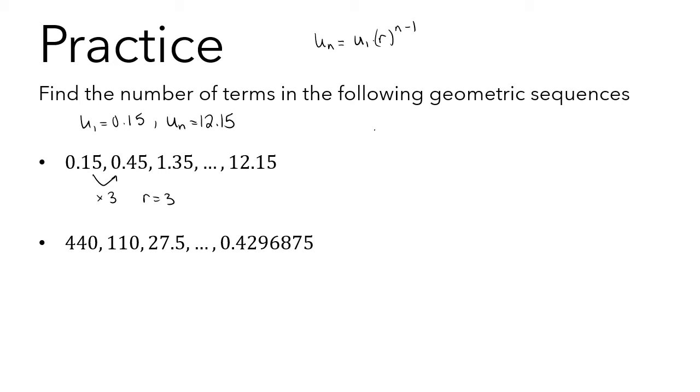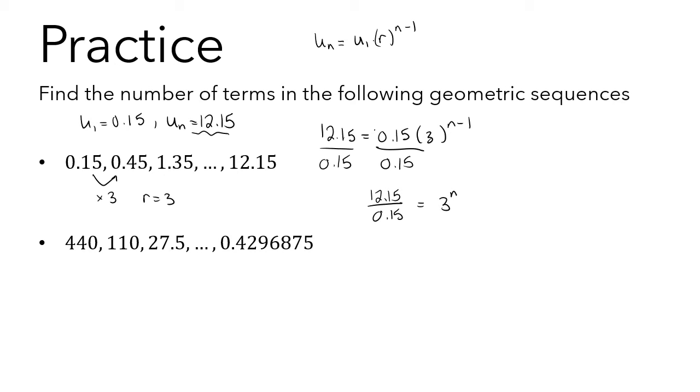Let's set up the formula with my value for un. 12.15 is going to equal my first term, which is 0.15, times my ratio 3 to the power of n minus 1. So I need to solve this equation for n, and I'm actually going to have to use a logarithm. So let's do it. First, I'm going to divide both sides by 0.15, and that will give me 12.15 divided by 0.15 equals 3 to the power of n minus 1.